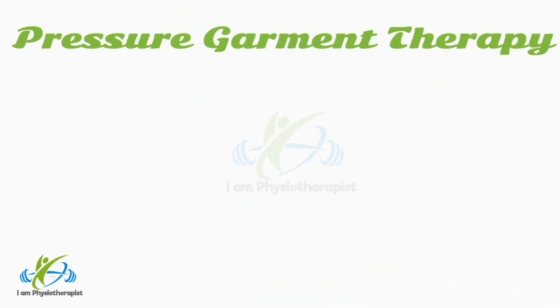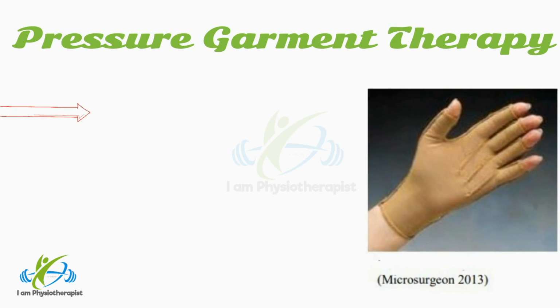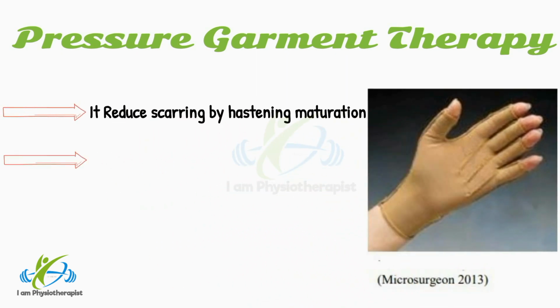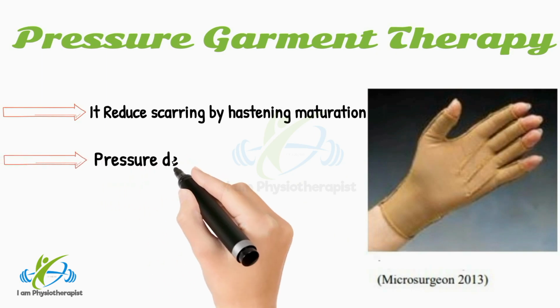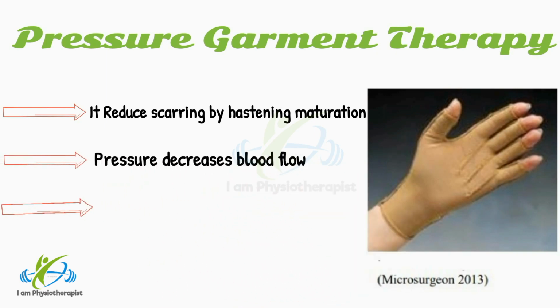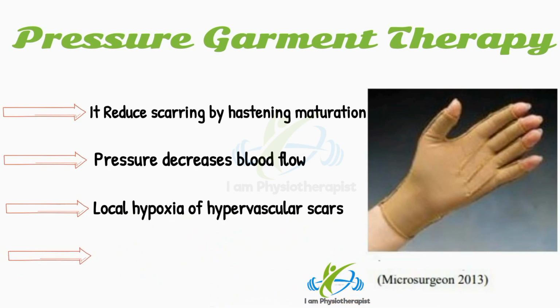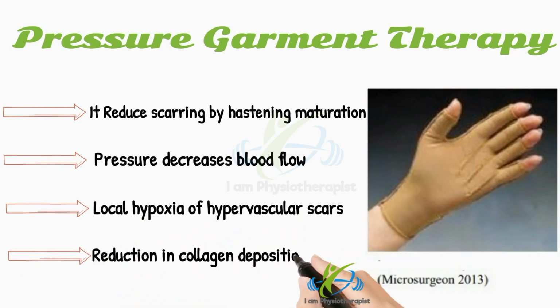Pressure garment therapy. Aims of pressure garment therapy are: it reduces scarring by hastening maturation. Pressure decreases blood flow. Local hypoxia of hypervascular scars. And reduction in collagen deposition.